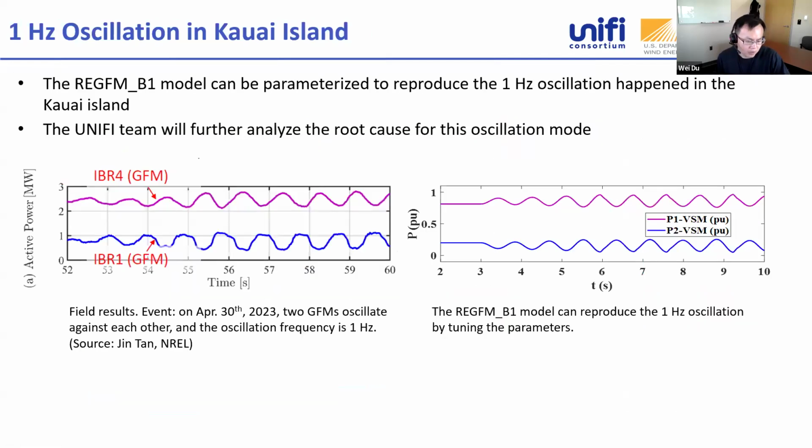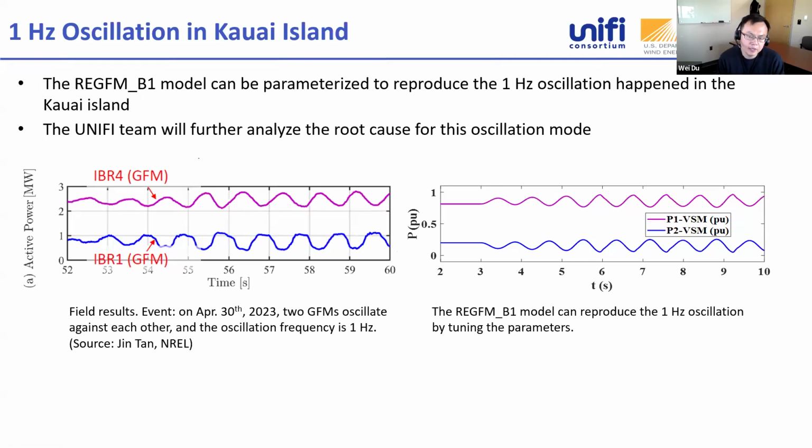And here I'd like to talk a little bit about some real-world events. Because in the UNIFI consortium, we also work with the NREL team. NREL works very closely with Hawaii Island, with HECO. So I think back to last year, in the Hawaii Island area, there were two grid forming inverters on their island. They saw some interesting 1 Hz oscillation, as shown on the left side. This is between two grid forming inverters.